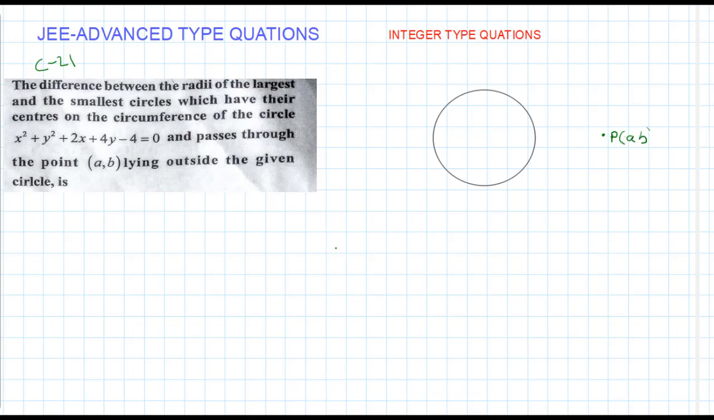Now we want to draw a circle. The circle should pass through P (a, b) and the center of the circle should lie on the circumference of the circle. First of all, I want to explain two terms, farthest distance and smallest distance. I will explain through an example.